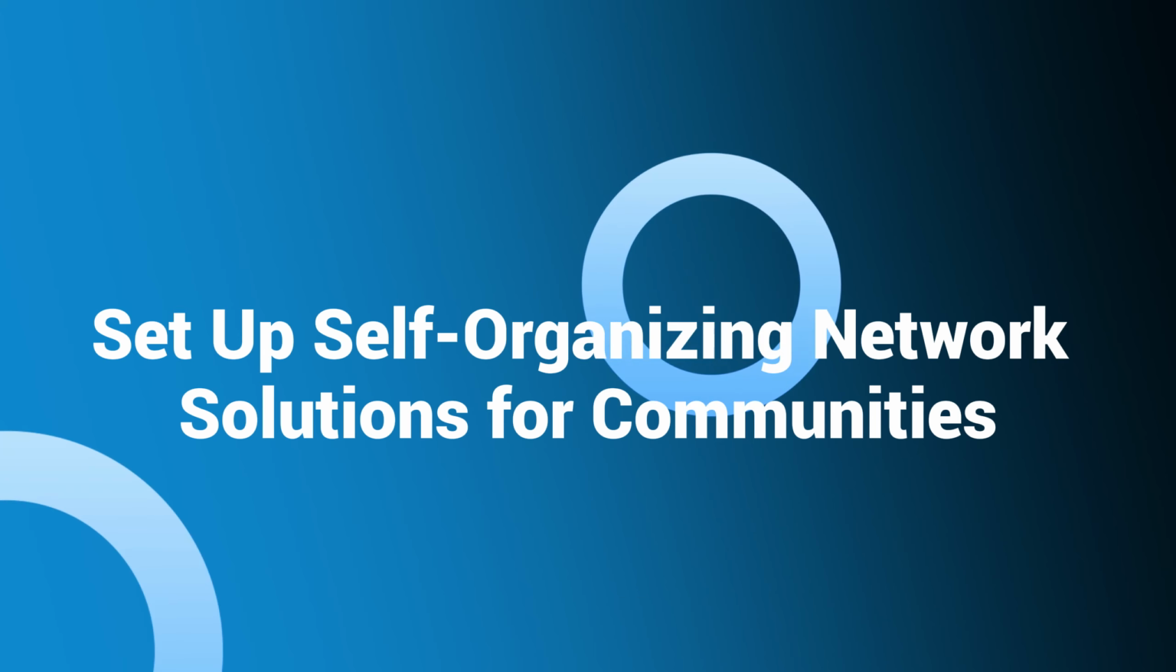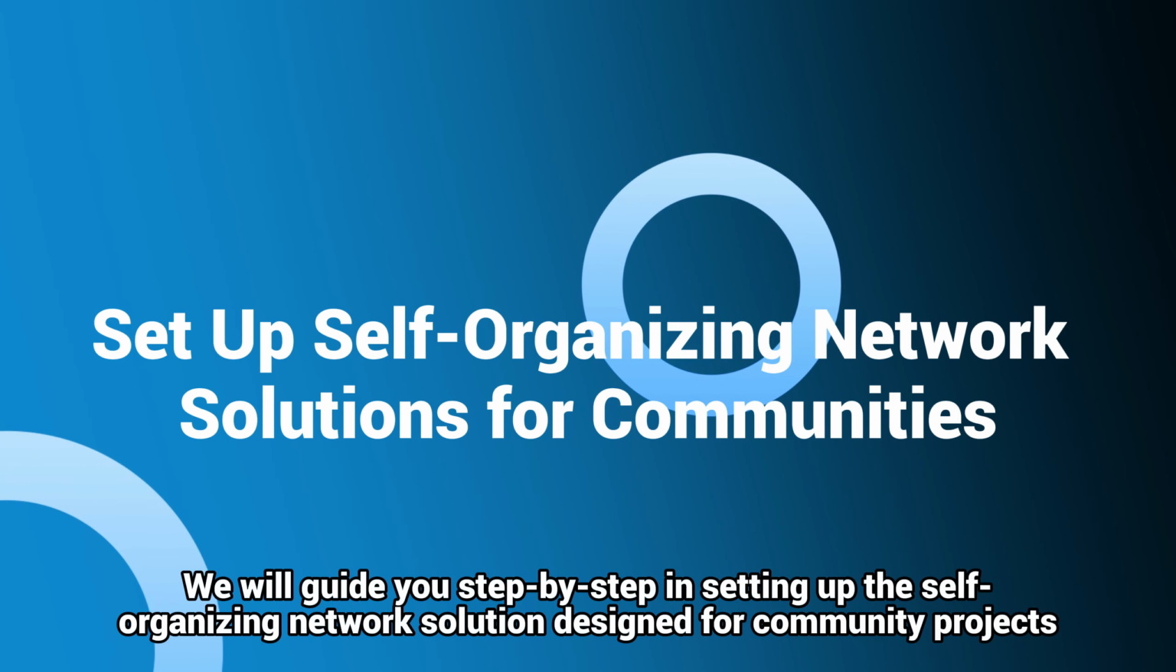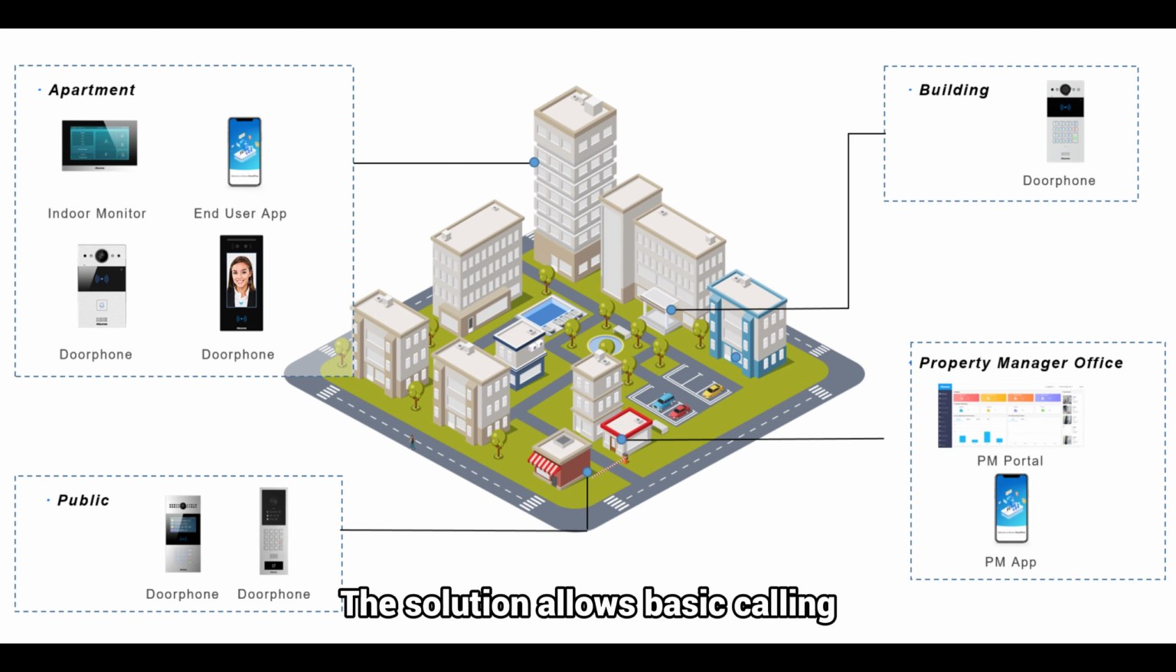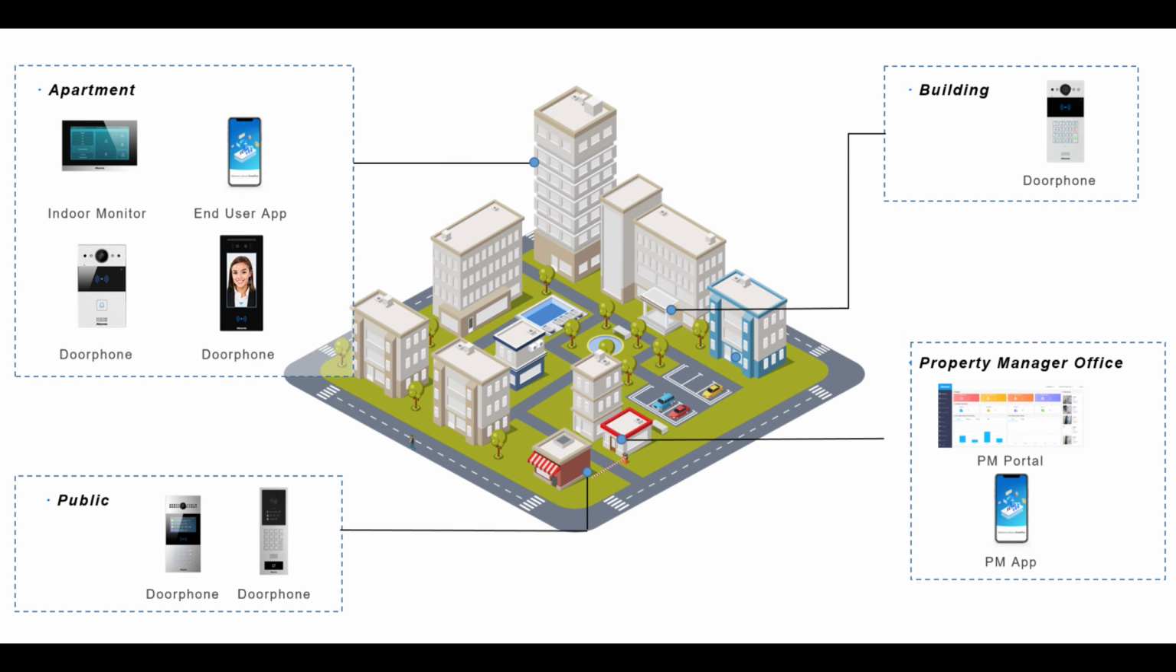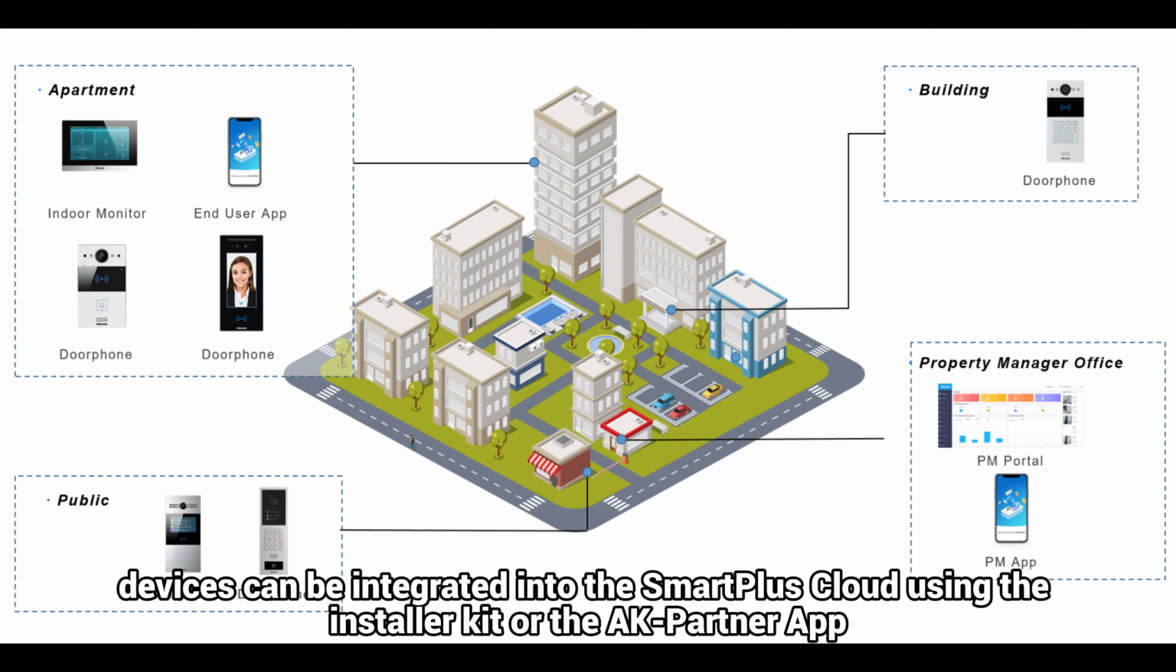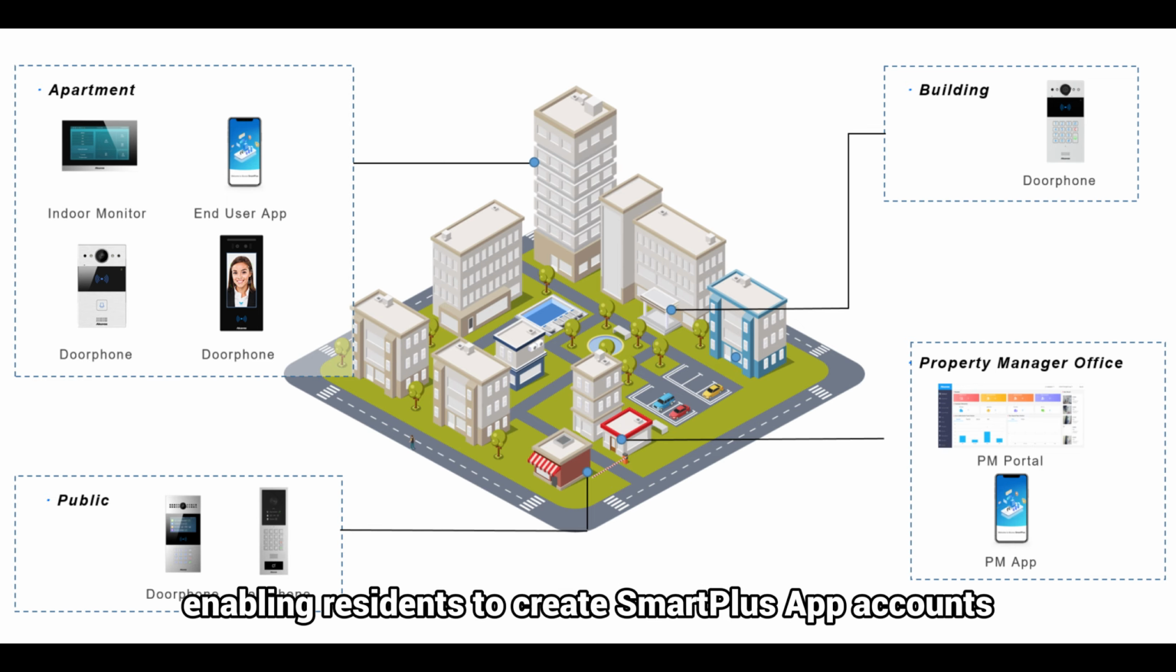Welcome to this video. We will guide you step by step in setting up the self-organizing network solution designed for community projects. The solution allows basic calling, unlocking, and monitoring without internet access. Once connected to the internet, devices can be integrated into the SmartPlus cloud using the installer kit or the AK Partner app, enabling residents to create SmartPlus app accounts.